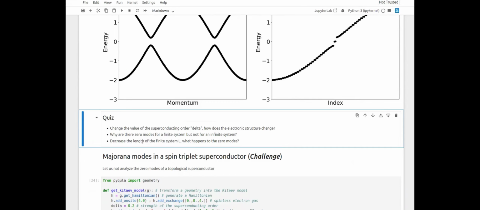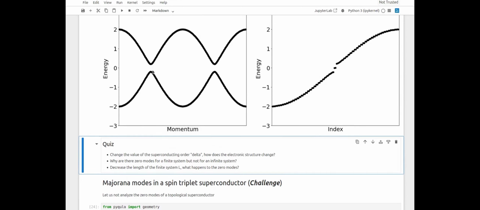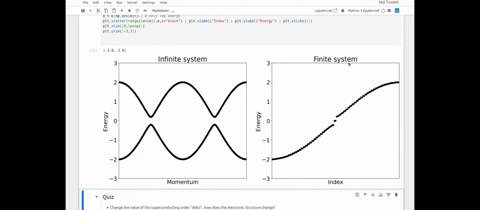Then the next question is, why are there zero modes for a finite system but not for an infinite system? And this is precisely this topological nature that we discussed before. This topological gap that you see in the superconductor is associated with the emergence of Majorana modes, which are the topological modes associated with this gap. So in practice, if you have a system that is infinite, there are no edges, so topological modes do not appear. But once you have a system that is finite, then you have edge modes, and these edge modes appear right at the edge.